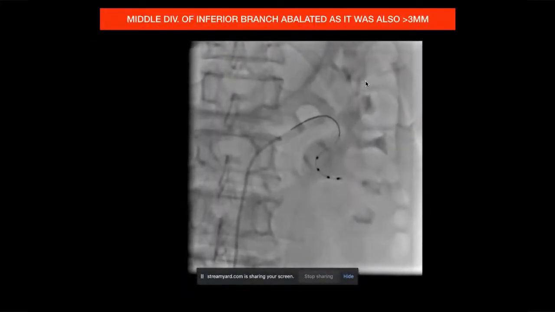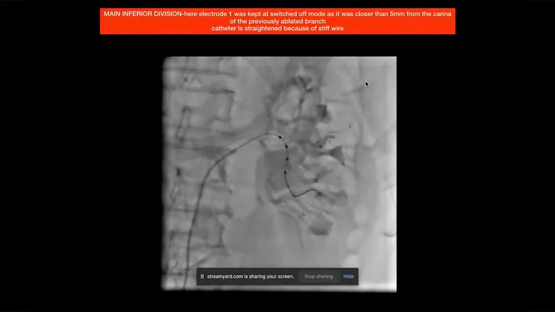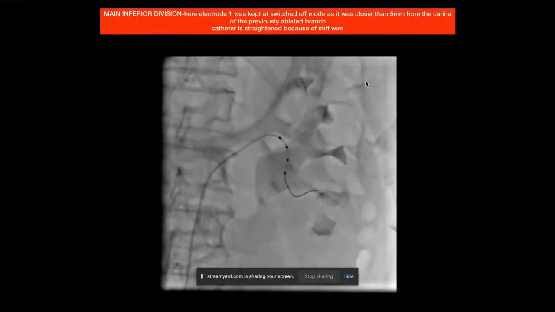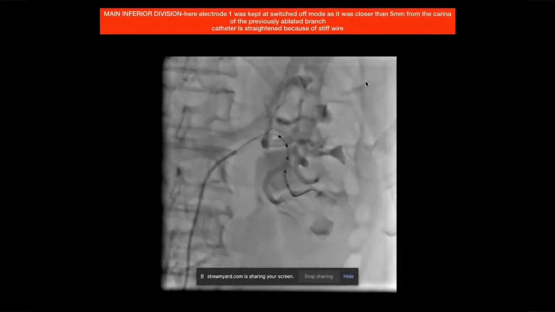Subsequently, the middle division of the inferior branch was ablated as it was also greater than 3 millimeters. Then the main inferior branch here, electrode 1 was kept on a switched off mode. You can deselect any electrode at any time. So if you feel that you've delivered energy at a point and your electrode is overlapping in that area, you can deselect that electrode and give in the other electrodes.